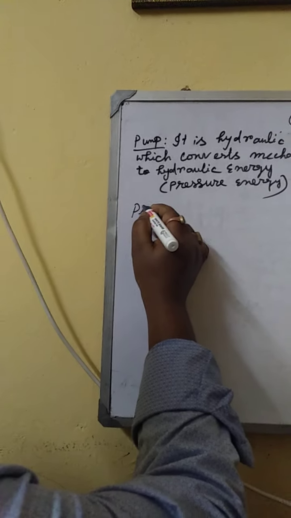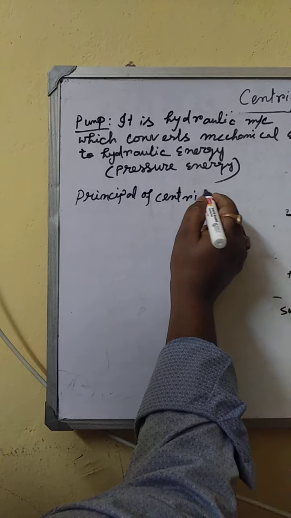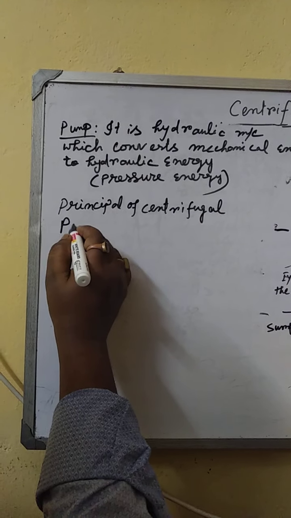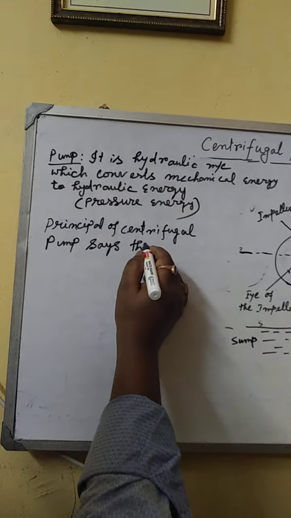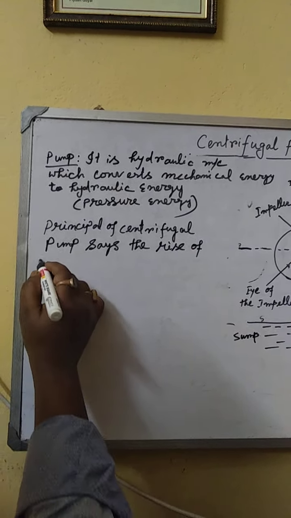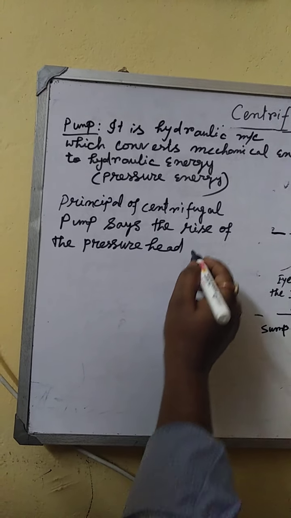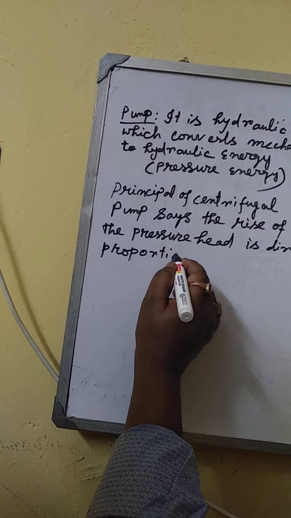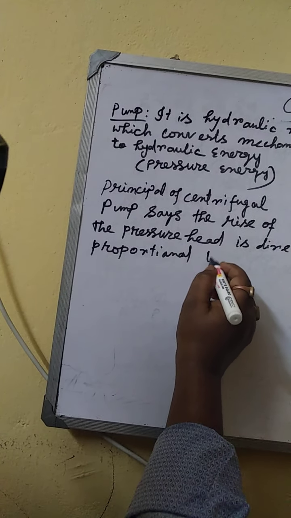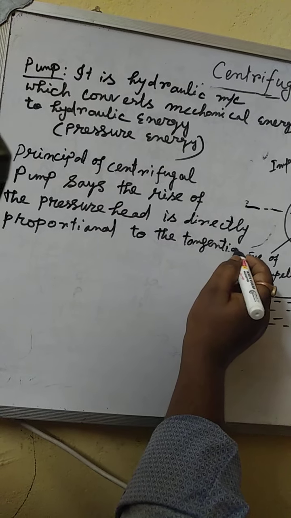The principle of the centrifugal pump says the rise of the pressure head is directly proportional to the tangential velocity.